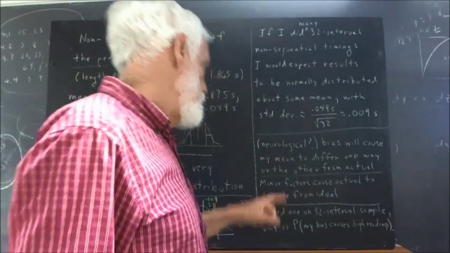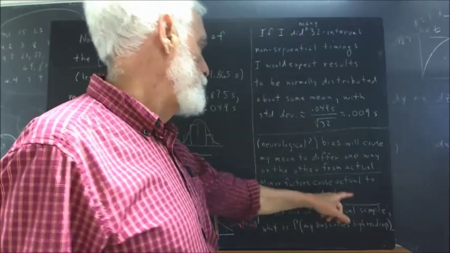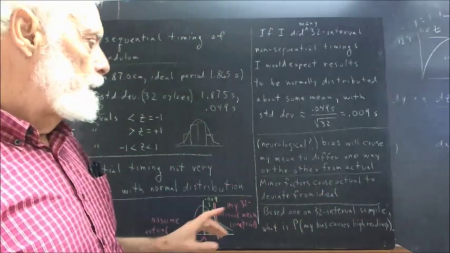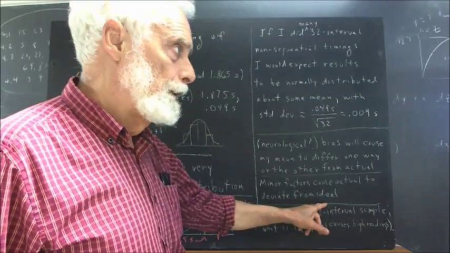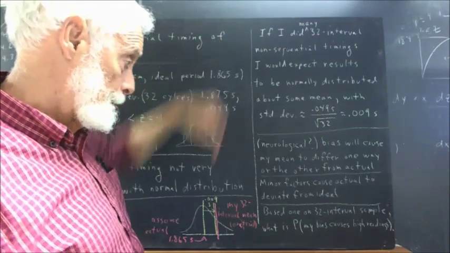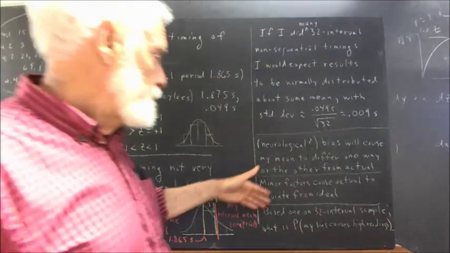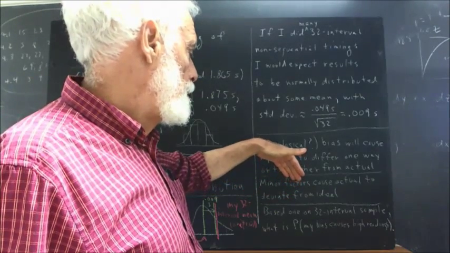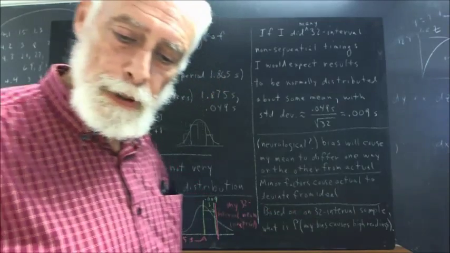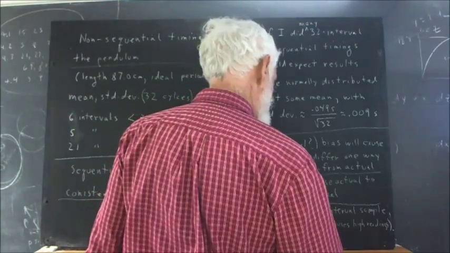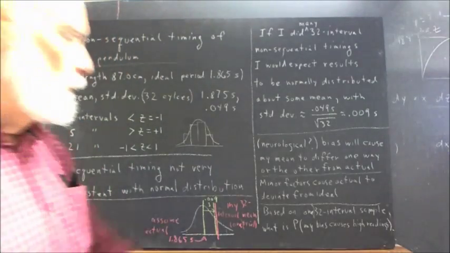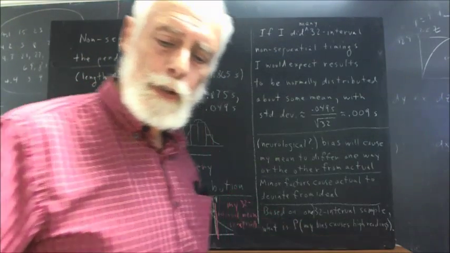Now, as I've implied, minor factors cause the actual time interval to be a little bit different from the ideal, but not that much, maybe just a thousandth or 2/1000 of a second. So, question is, based on one 32 interval sample, what's the probability that my bias is for high readings?